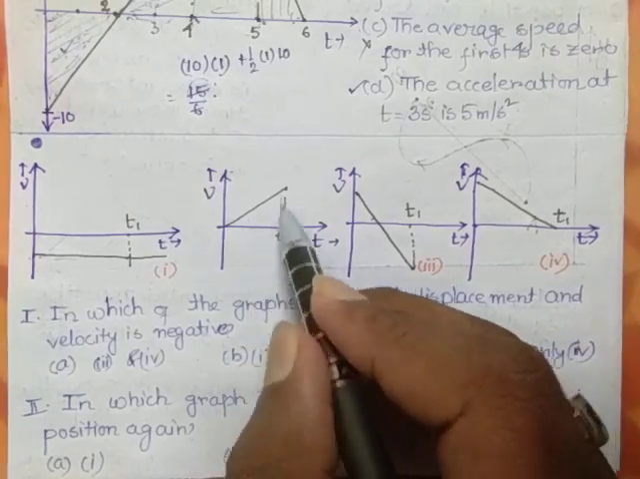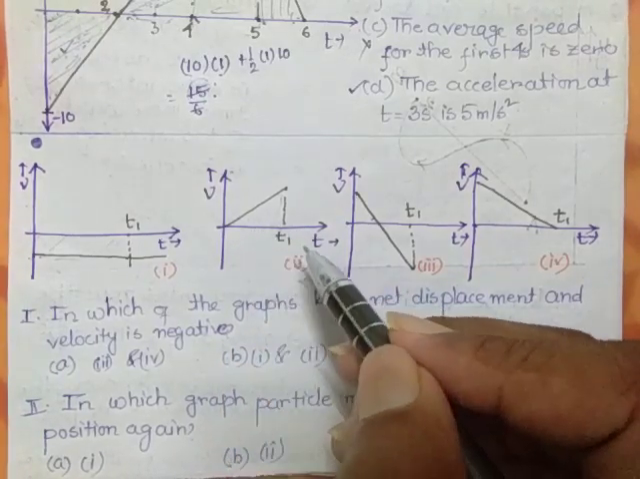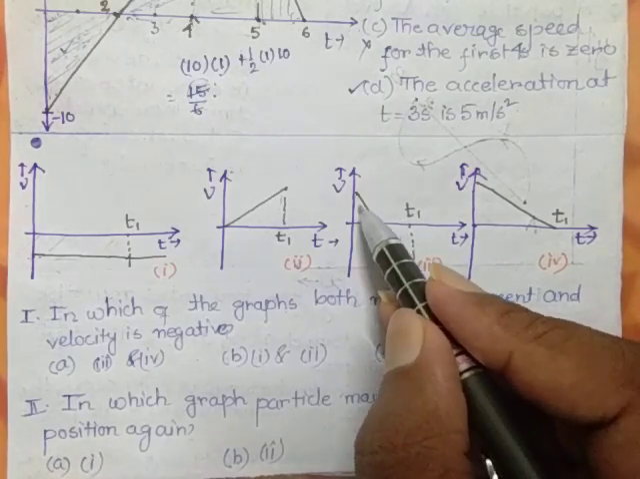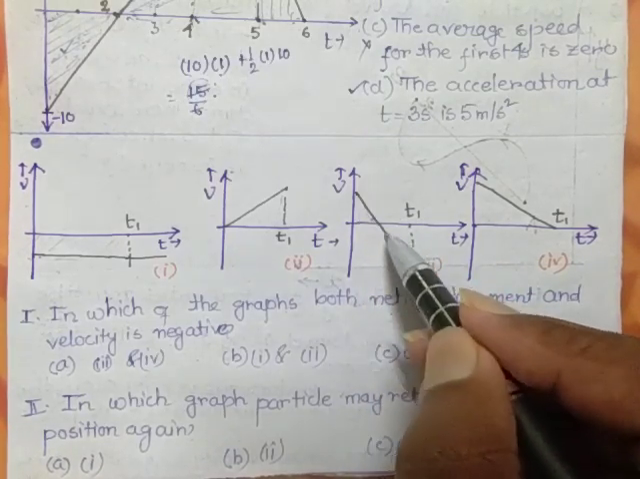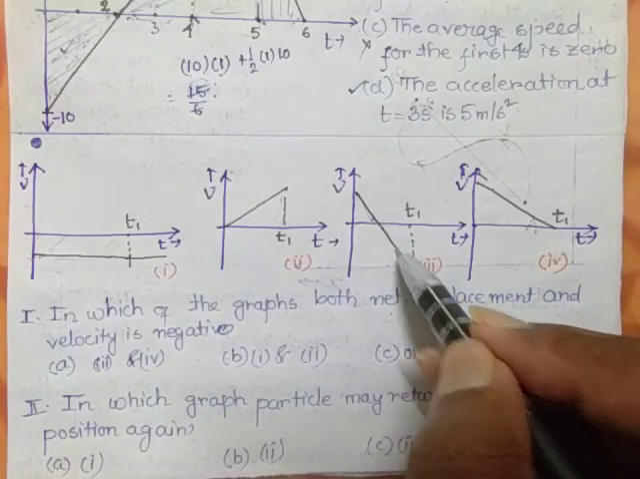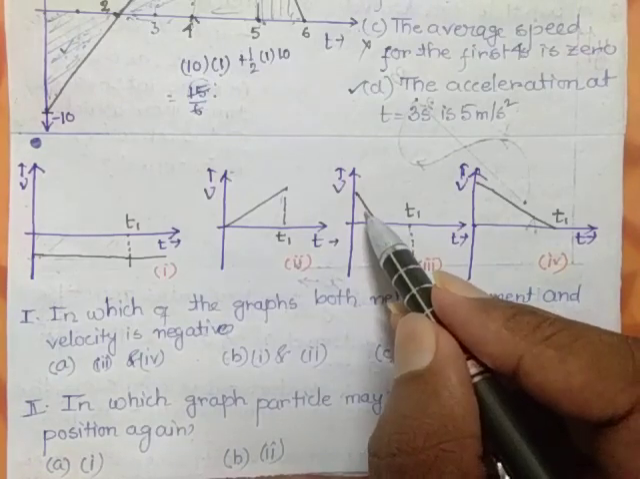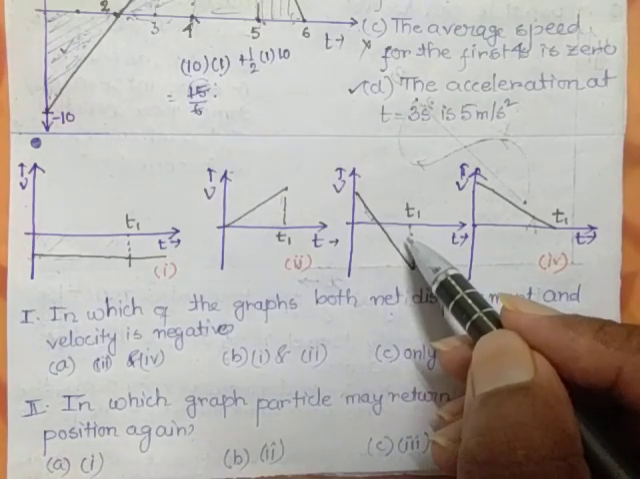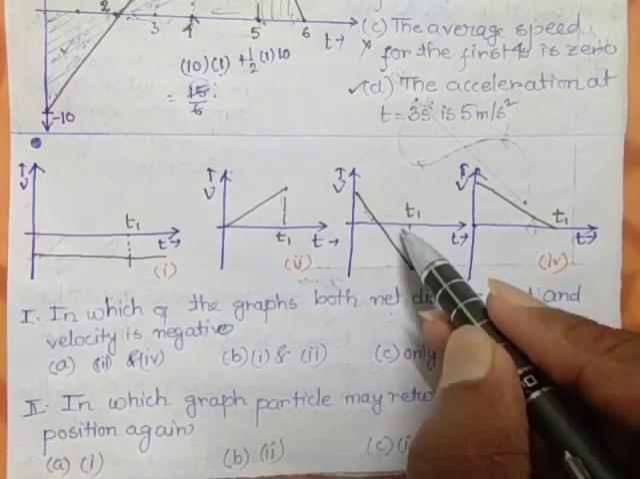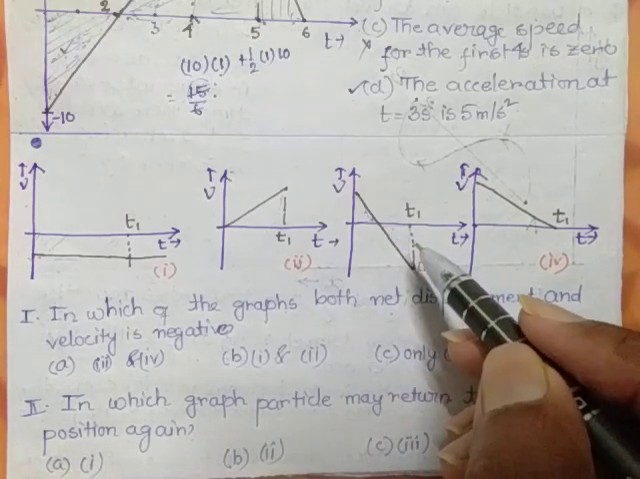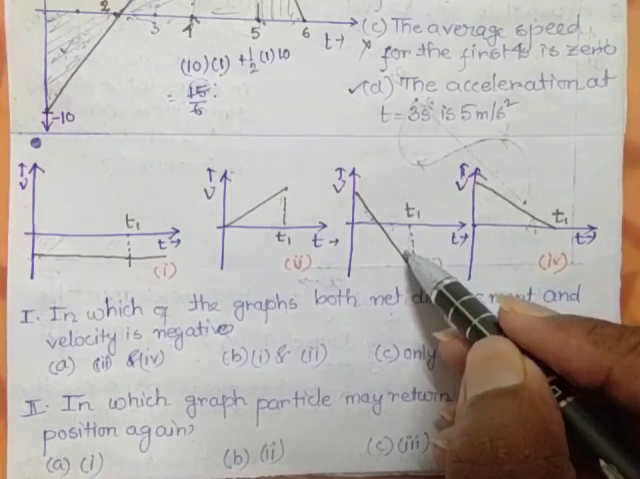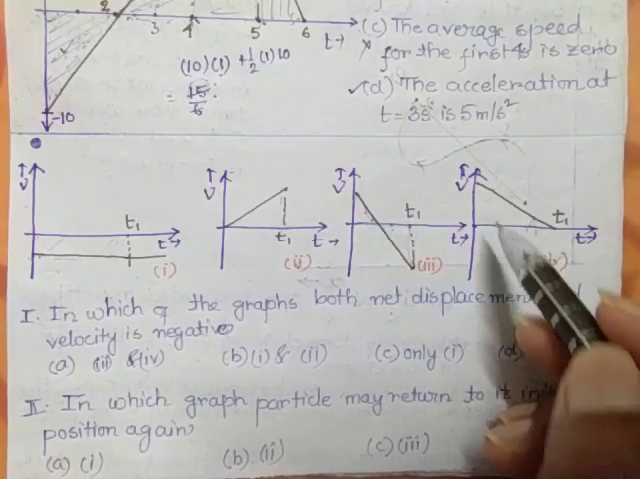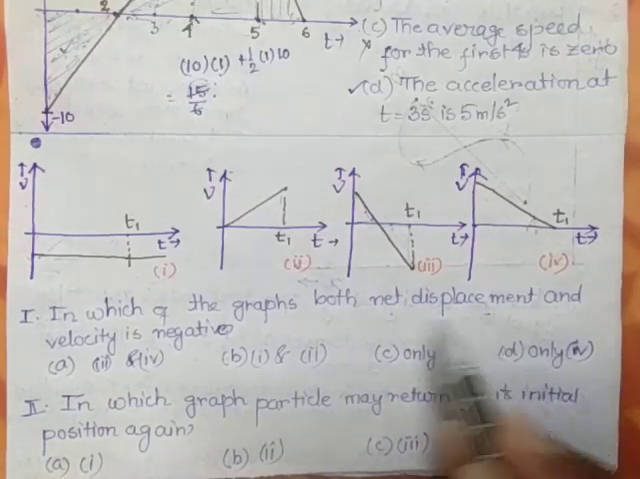And here the area is on the positive half, so it can never be negative. But here just see, the amount of area in the positive part is less than that of the negative part. So the displacement in the positive direction is less than that of the negative direction. So in this case the net displacement is negative. Here it can't be negative. So I have to check both the displacement and the velocity.